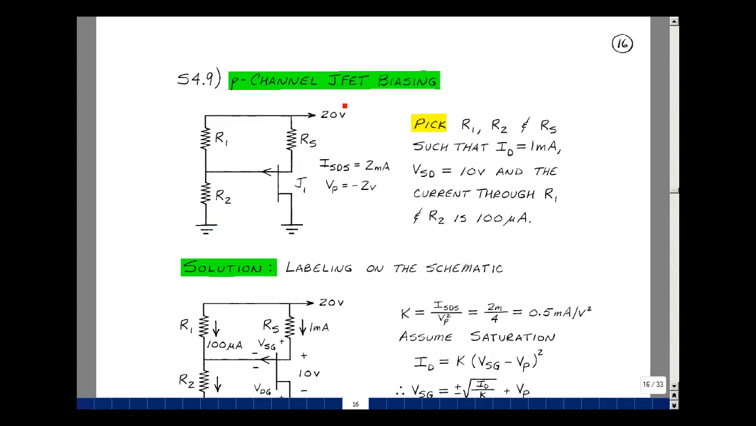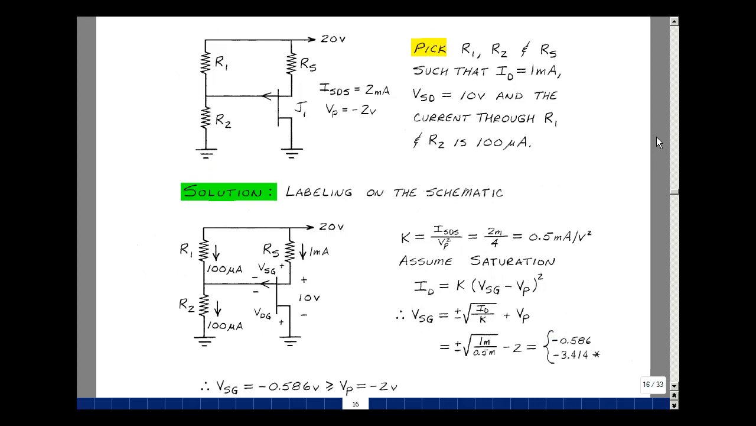and a power supply, given the power supply, could you pick the 3 resistors such that the drain current is 1 milliamp and that the source to drain voltage is 10 volts and the current through the resistor R1 and R2 is 100 microamps? Well, let's label on our drawing the things that we know, saying that this is 10 volts and this is 1 milliamp.